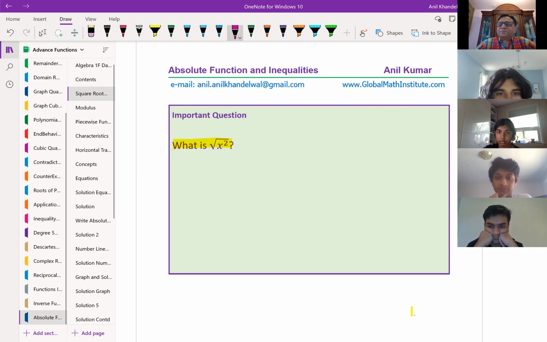Okay, I feel like this is some sort of a trick question. Would it just be x because the squared and the root cancel out, or would the operation happen inside?